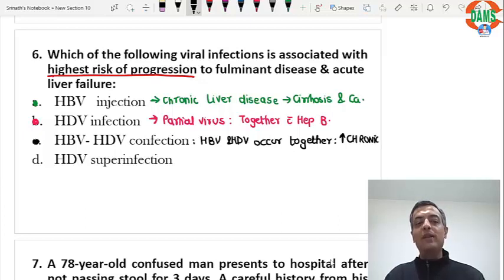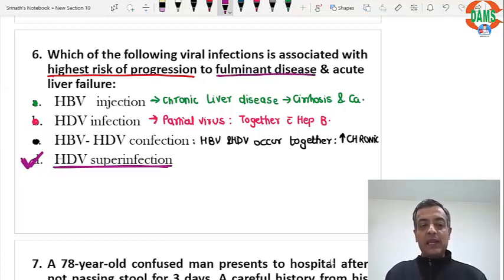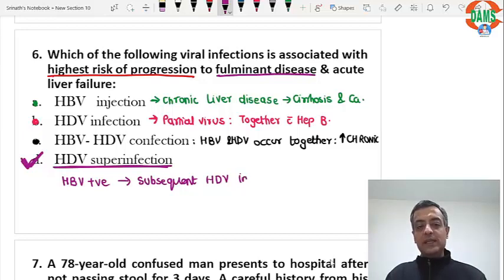But not of fulminant disease. But it is the presence of the HDV superinfection which is associated with risk of fulminant disease and liver failure. When a patient who is HBV positive subsequently contracts an HDV infection, this is called a superinfection, associated with maximum risk of fulminant disease.